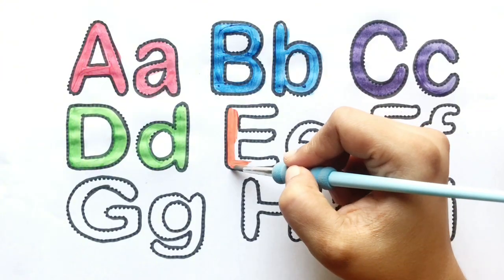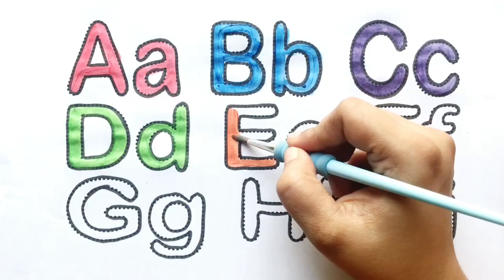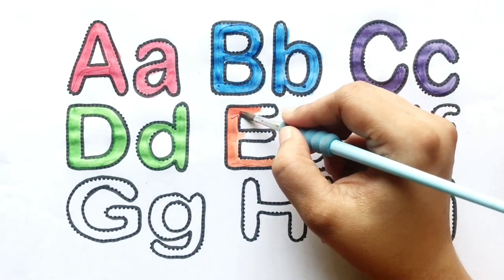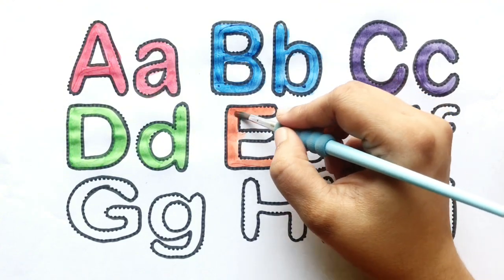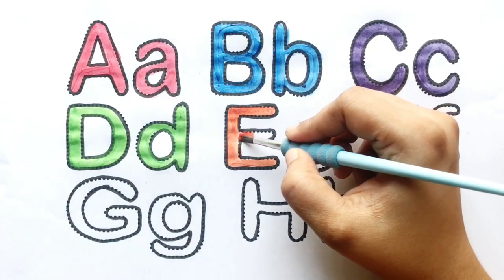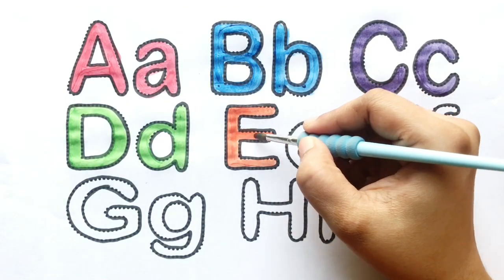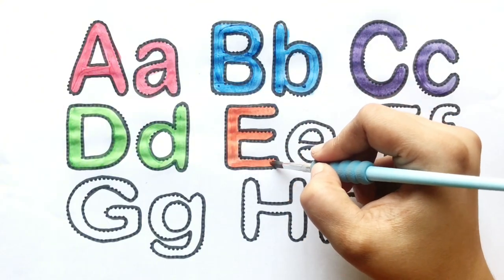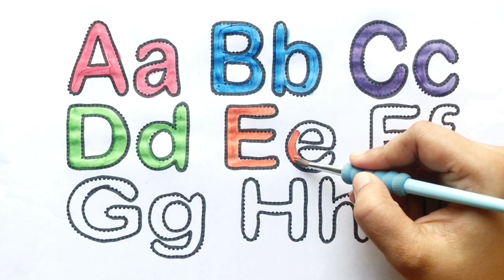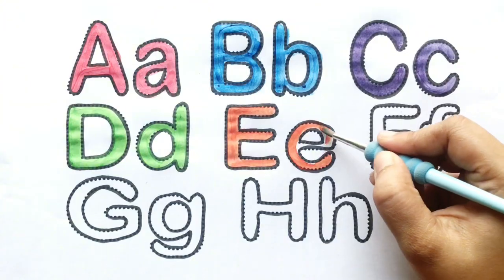Orange color. Uppercase letter E. E for elephant. Lowercase letter e. E for egg.